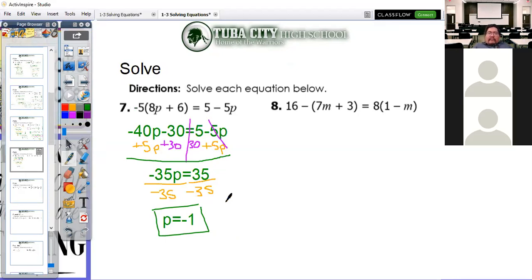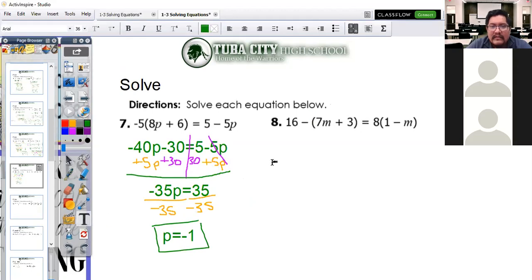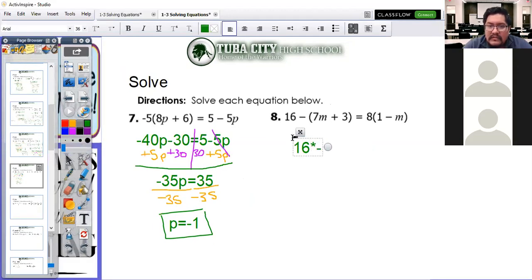All right, next one here. So I don't really see anything. Oh, there is a bit of a trick on this one here. Don't forget that if you see a negative, you can think of it as a negative 1, but really you're subtracting that whole group. So that 7m is being subtracted.